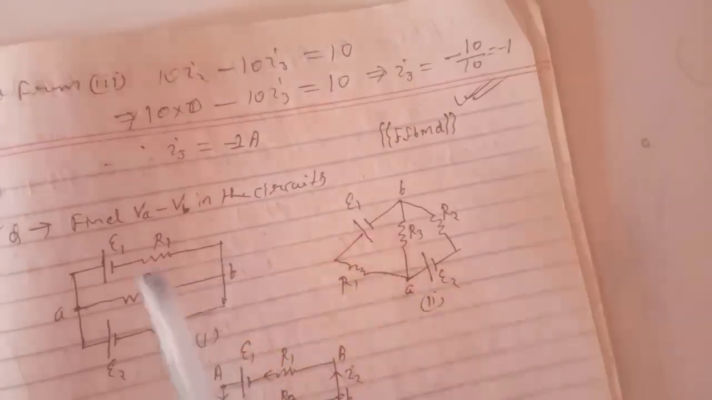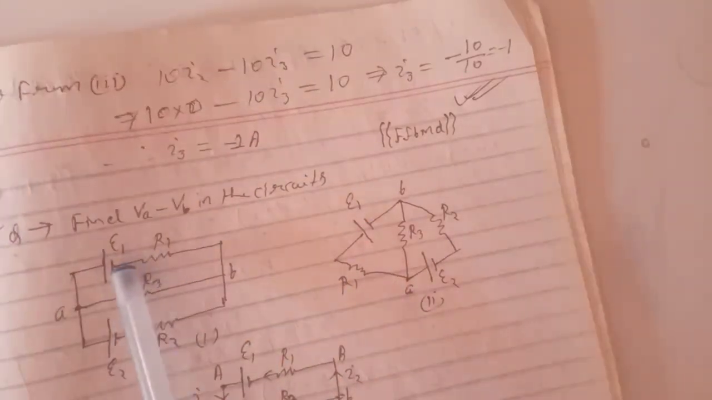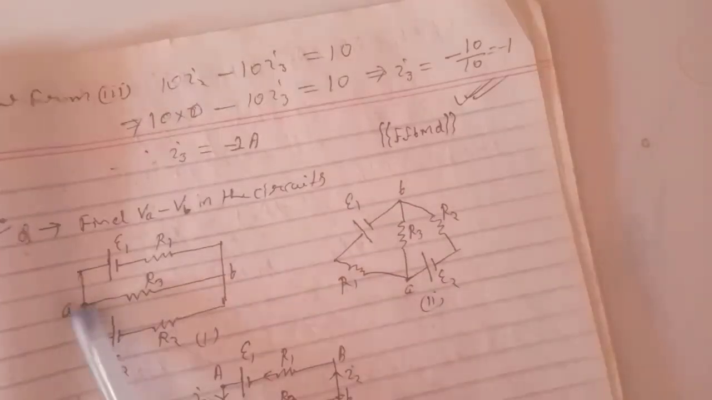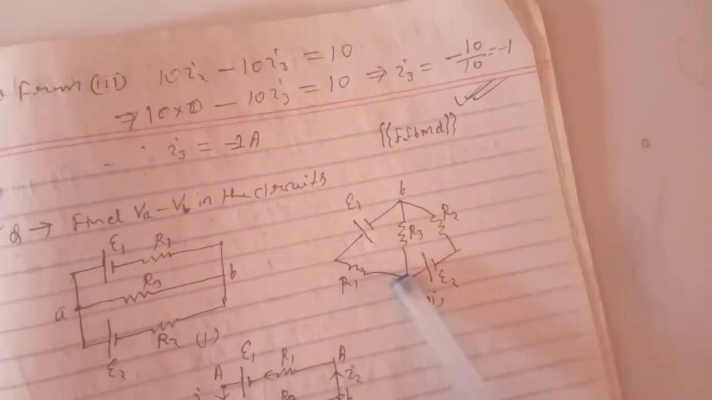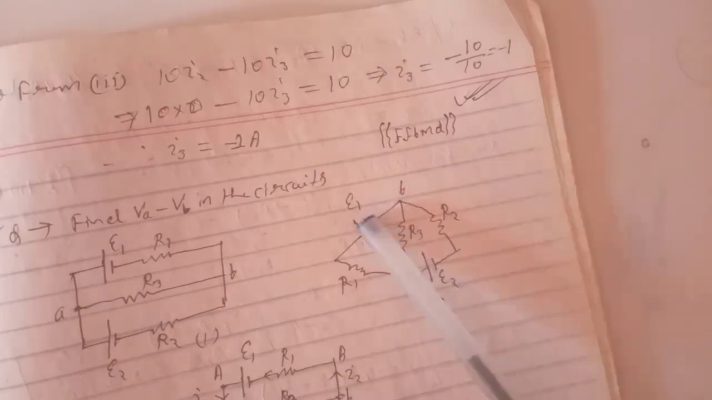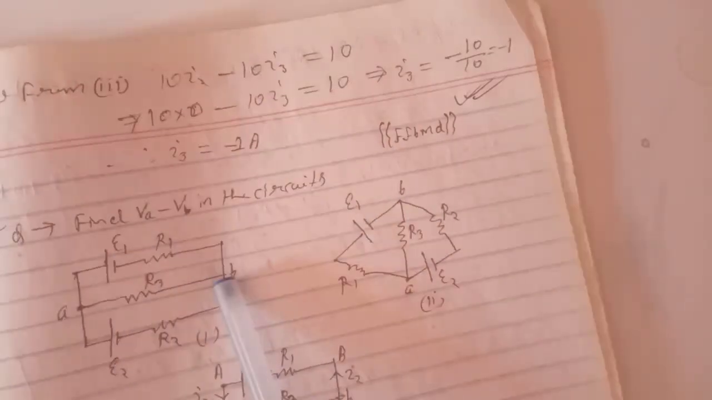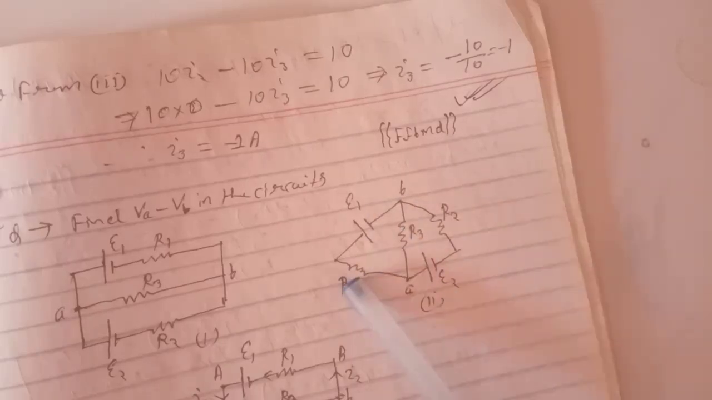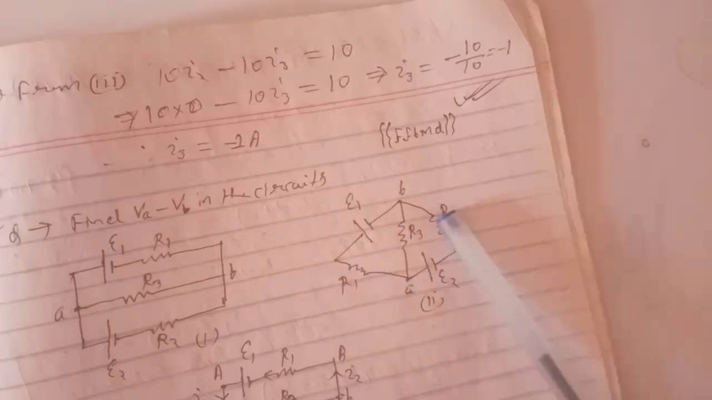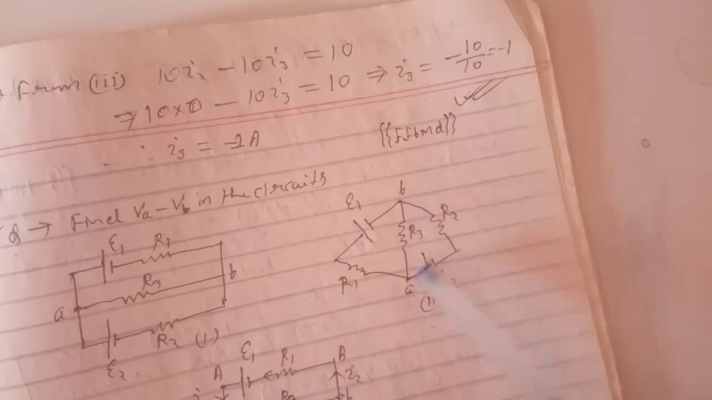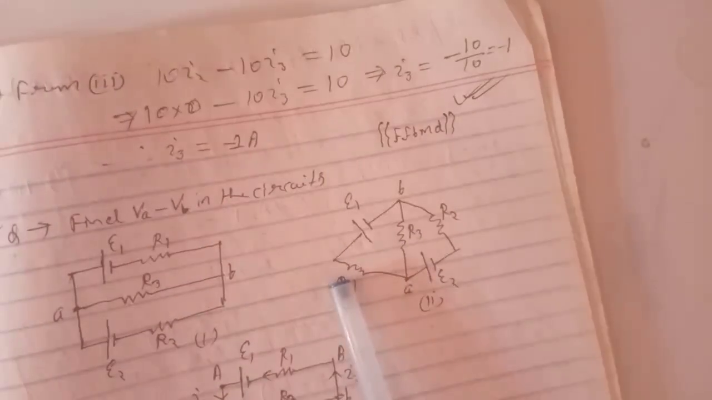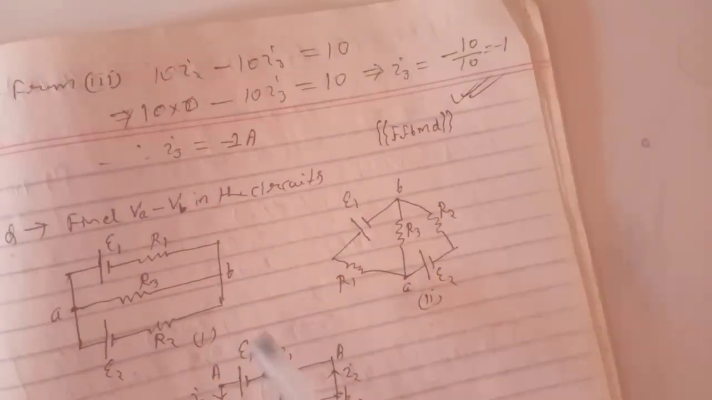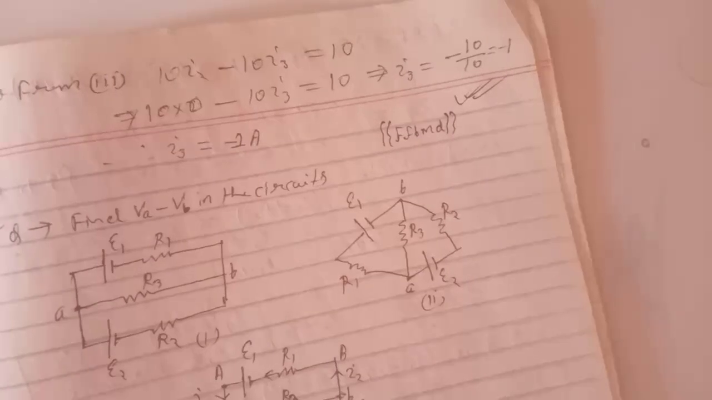Again, the positive plate is connected to A, and the negative plate is connected to B, and there is a resistance R1. This resistance may be on this side or that side; it does not matter. You can put this resistance on either side, but it should be in the same line. So both figures are the same, and the answer will be the same as we calculated in the first case using Kirchhoff's law.